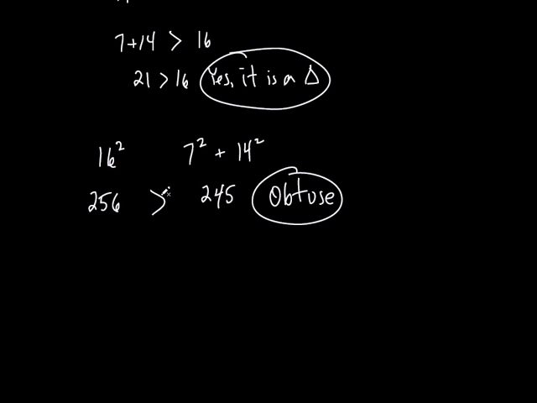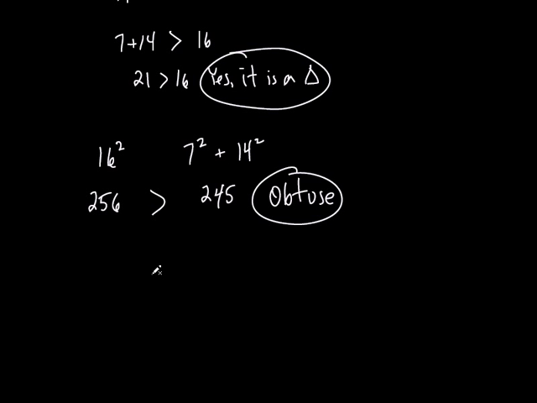And it says justify your answer. This work right here, all this is justifying our answer. It's showing our work is what they're asking us to do. And that's all there is to it. If this number out here was less than the sum of the squares of the other two sides, it'd be acute. If it was equal, then it would be a right triangle. And that's pretty much it.